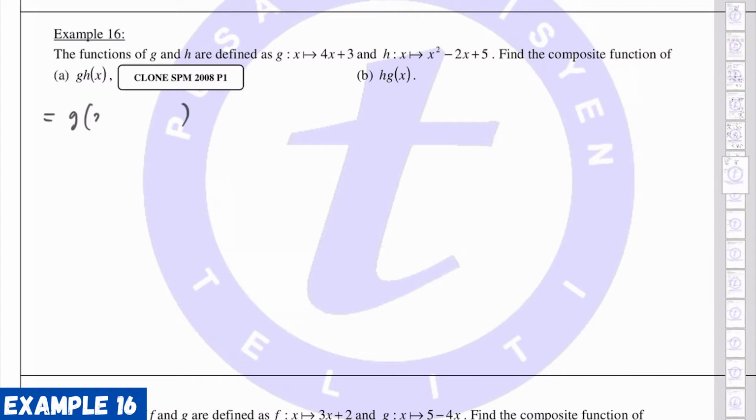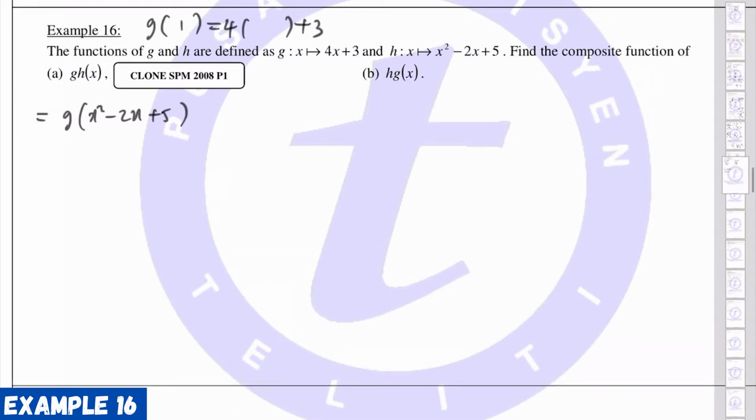My h(x) is x squared minus 2x plus 5. Now I need to think this way. g(x) is given as 4x plus 3. If I put a 1 here, I must put a 1 here. I need to draw a little bit bigger, it's too small. If I put a bracket here, I must put 4 bracket plus 3.